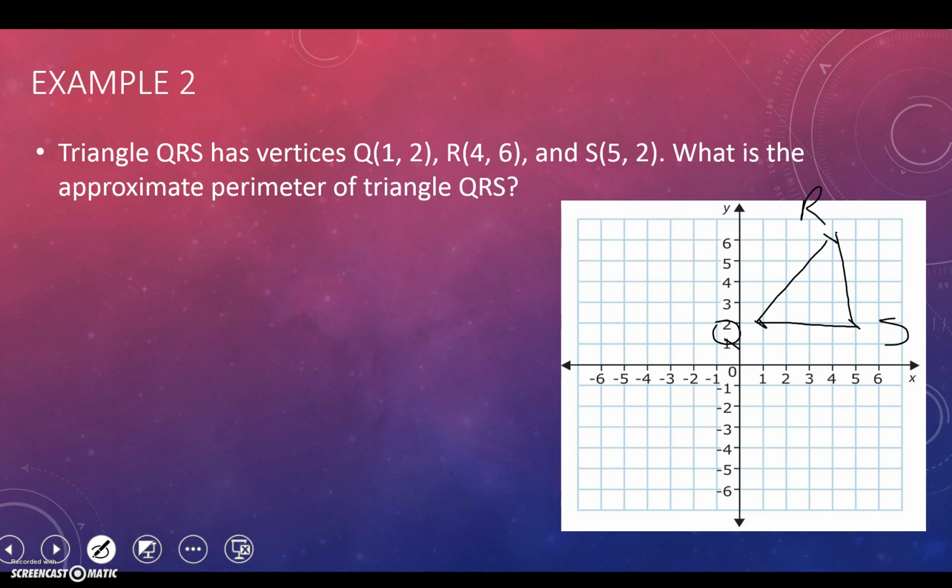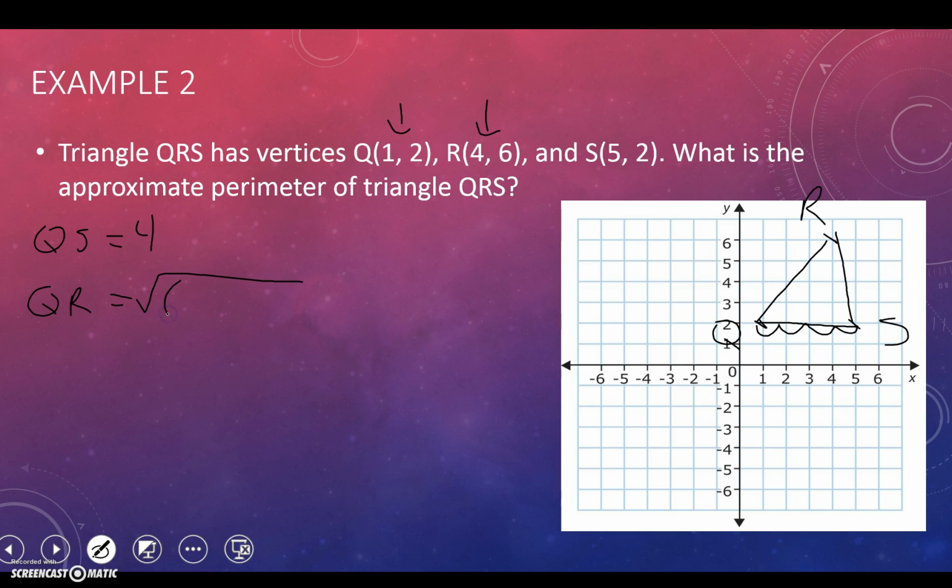Now QS is a horizontal line, so I can just count 1, 2, 3, 4. So I know the length of QS is equal to 4. And the reason I'm doing it is to find perimeter, I need the length of all the sides. So now I'm going to find the length of QR. So I'm going to use the points Q and R, and I'm going to use the distance formula to calculate it, because you can't just count these.